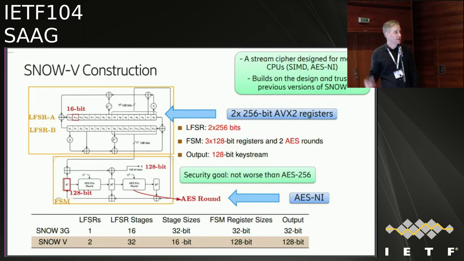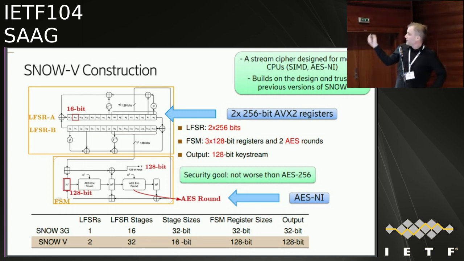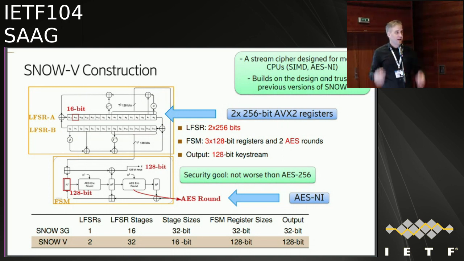I'm not going into very much detail of how this cipher looks. All the Snow ciphers look very much the same. They have a linear part with one or two linear feedback shift registers. They have a non-linear part called a finite state machine. And the revelation, when trying to see how fast they could get Snow 3G to run in software on modern hardware, was that by updating the cipher slightly, they could make it run significantly faster.